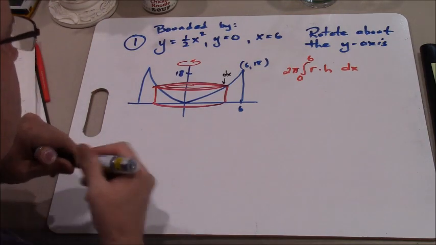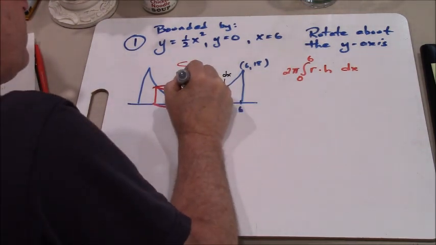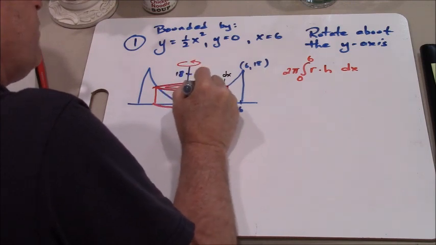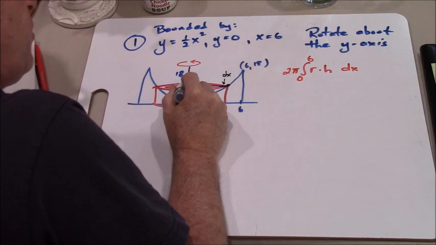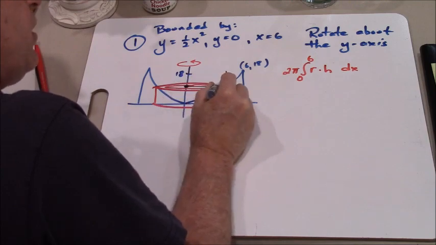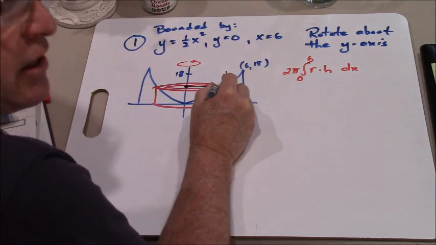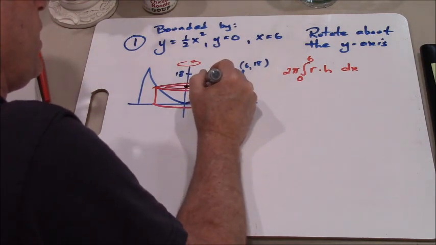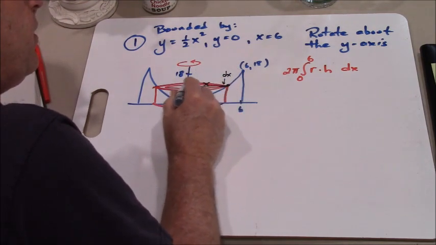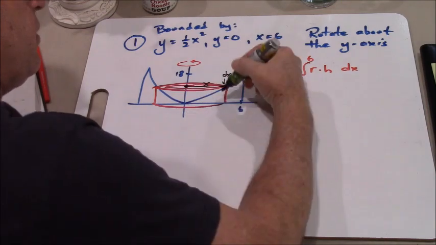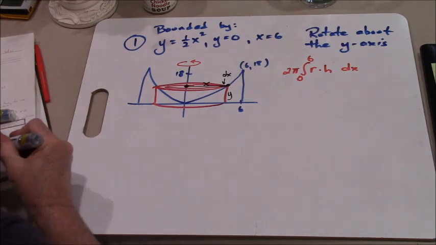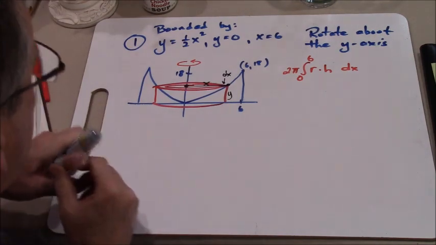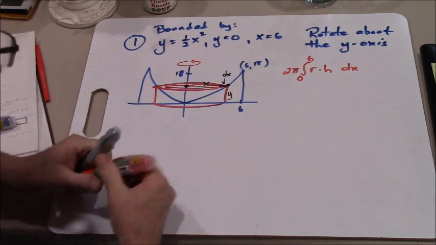All right, the radius, again, if you look at this, it's from the y-axis out to this point, and that's going to be some xy coordinate, and the x coordinate would be that radius. The y coordinate at that point would be the height. So this is almost identical to the last one, it's just our equation is slightly different.